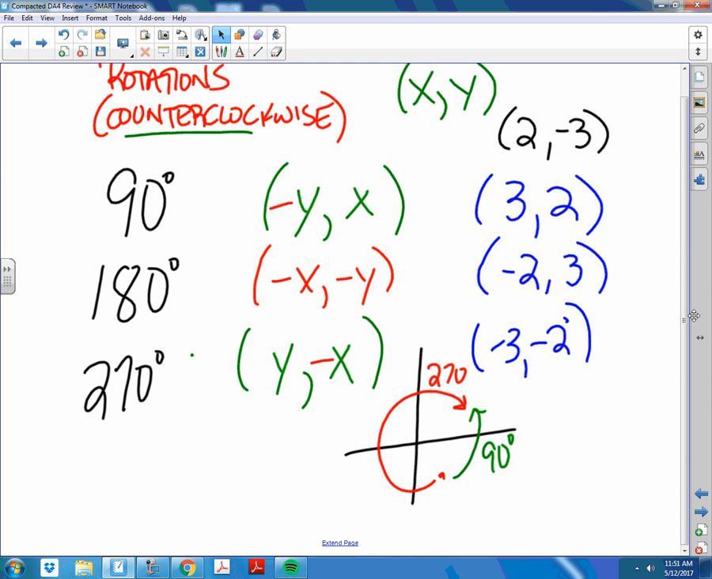But what I'm saying is the rule applies to counterclockwise. That's how I remember the rule. Not just use it for clockwise if I need to. Okay? Any questions on that?